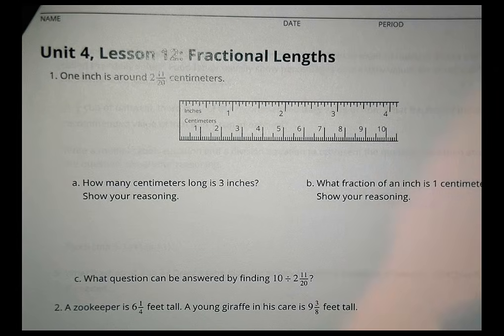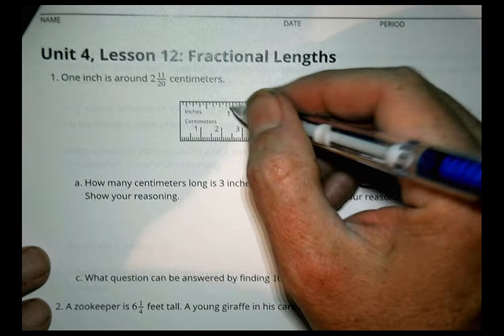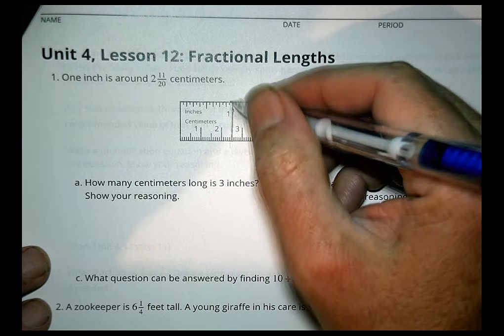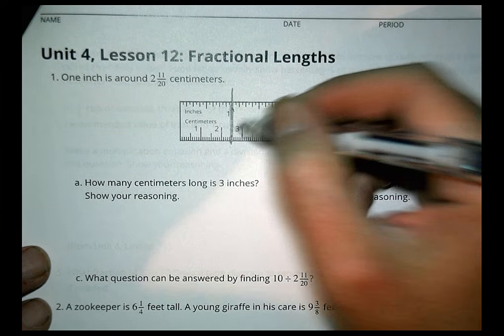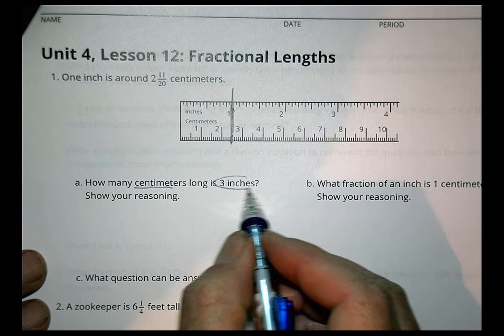All right, homework time. 1 inch is around 2 and 11/20 centimeters. Somewhere around there, right? That's our 1 inch. So how many centimeters long is 3 inches?